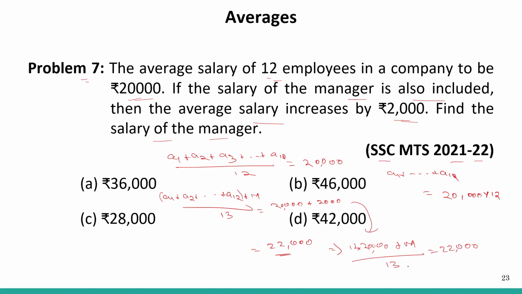Now solving this, we can evaluate M, because this will be equal to 22,000 into 13. So this implies that M is equal to 13 into 22,000 minus 12 into 20,000.